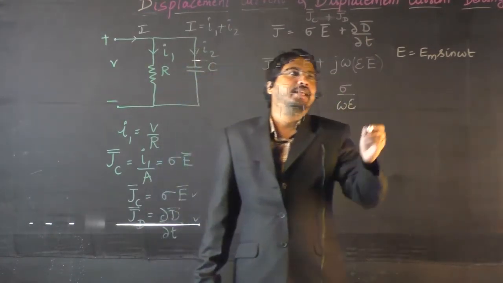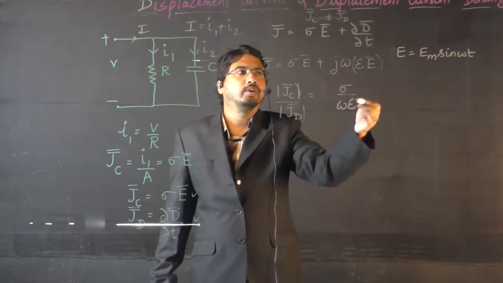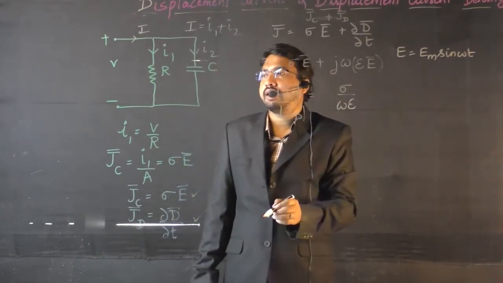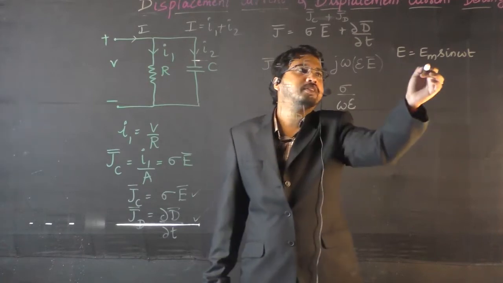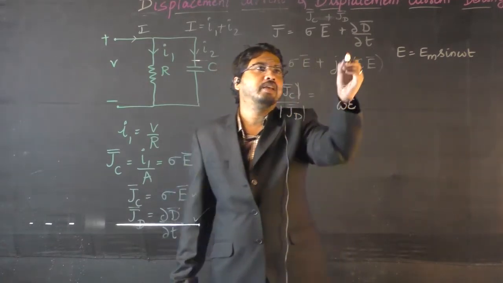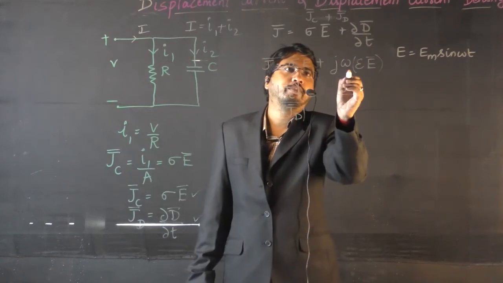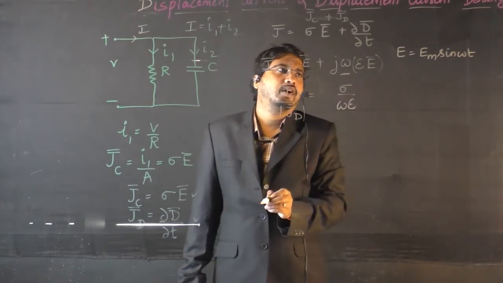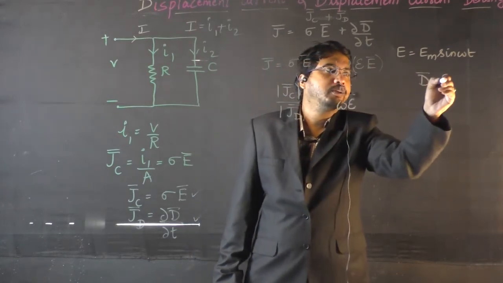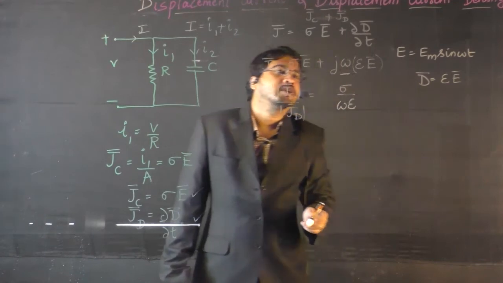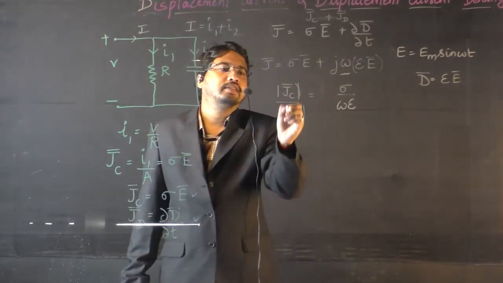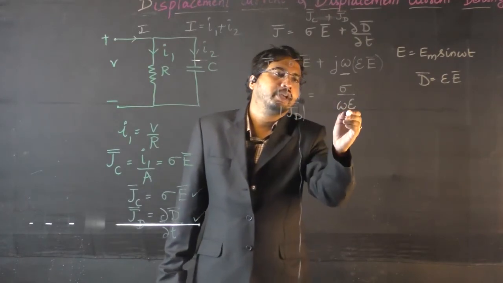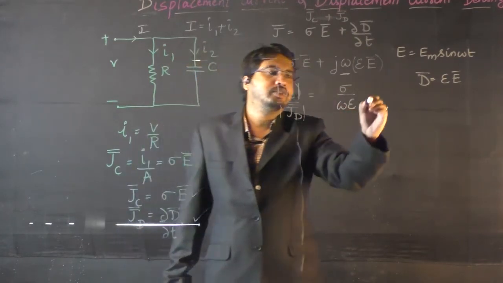Now any vector quantity, whether it may be some voltage or EMF, can be written as E equal to Em sin omega t. So here if I express this in complex form, in the place of this dou by dou t we can write j omega. And what is the D bar formula? Epsilon E bar. We already know that D bar equal to epsilon E bar. So if I divide this Jc and Jd, Jc by Jd is equal to sigma by omega into epsilon. This formula is very important.